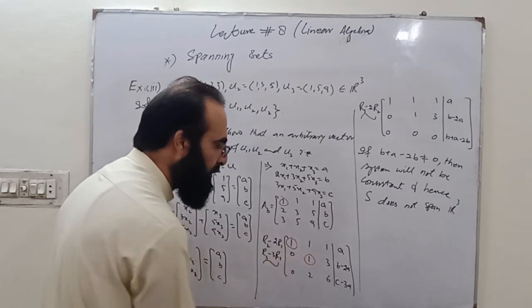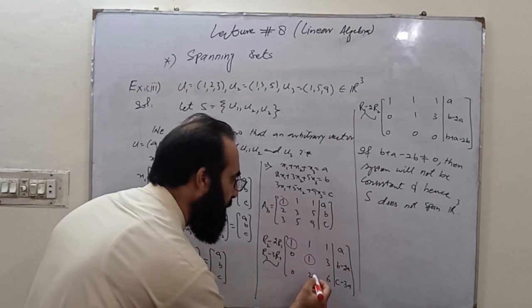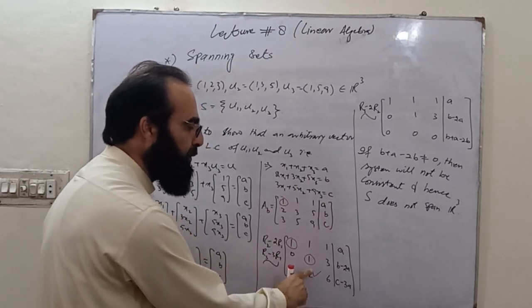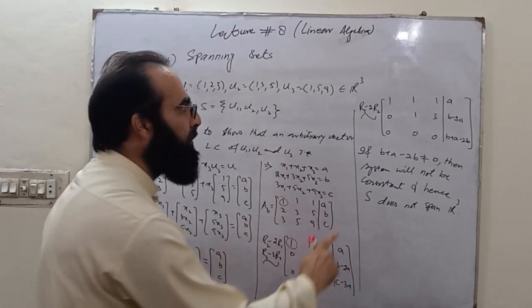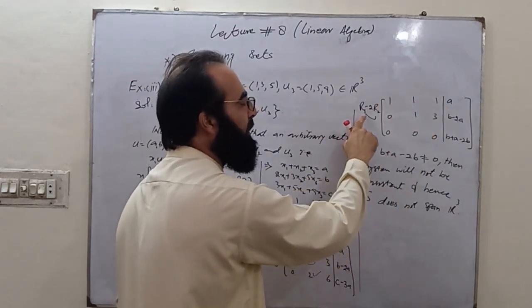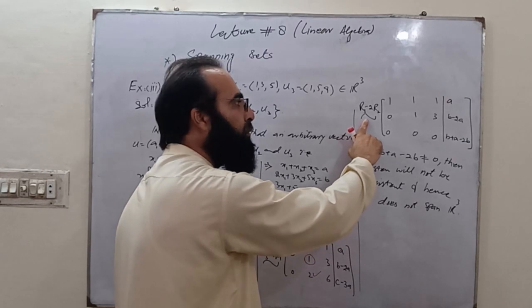Here, these are the two pivot entries. Now we have to eliminate 2 from the third row, and for this purpose we will use the second row. So the first row will remain the same, the second row will remain the same, and in the third row we will use the R3 minus 2 times R2 operation.